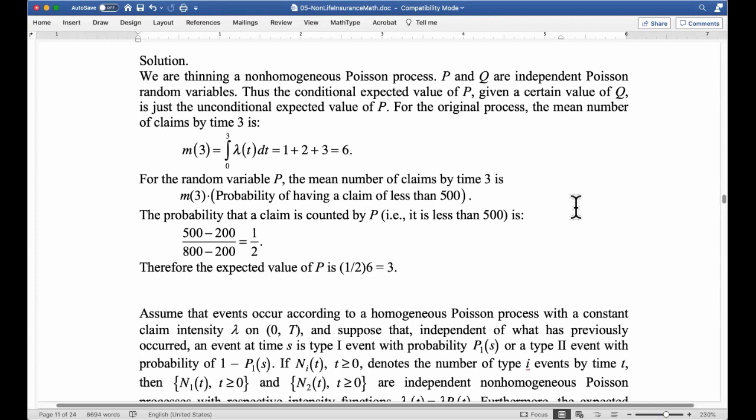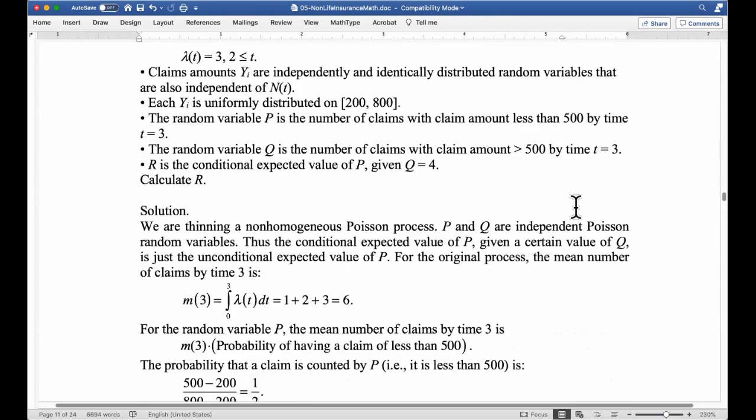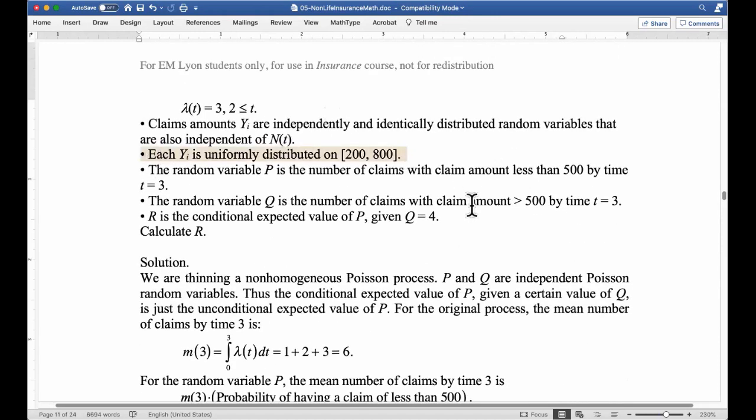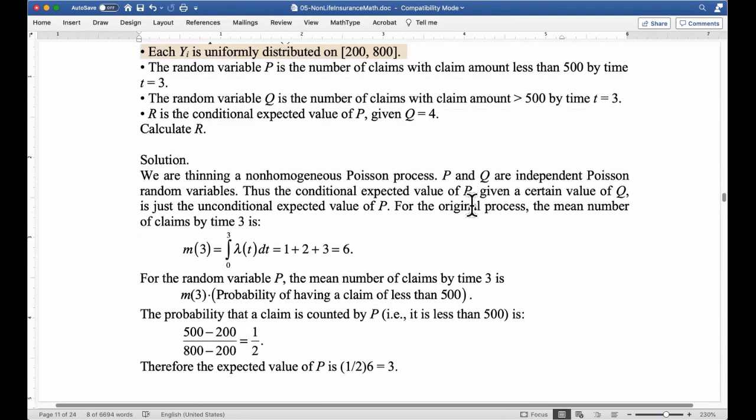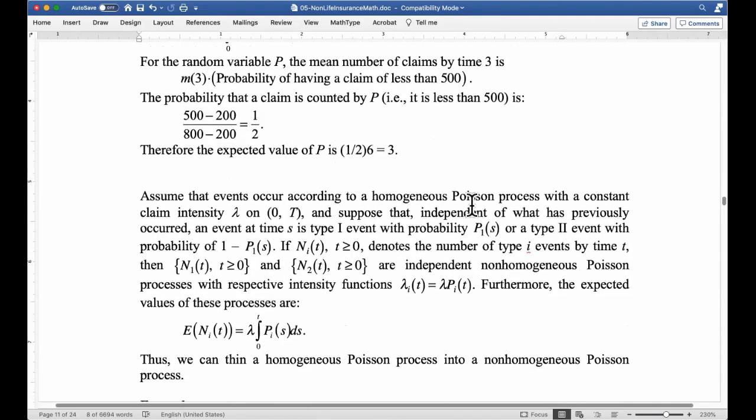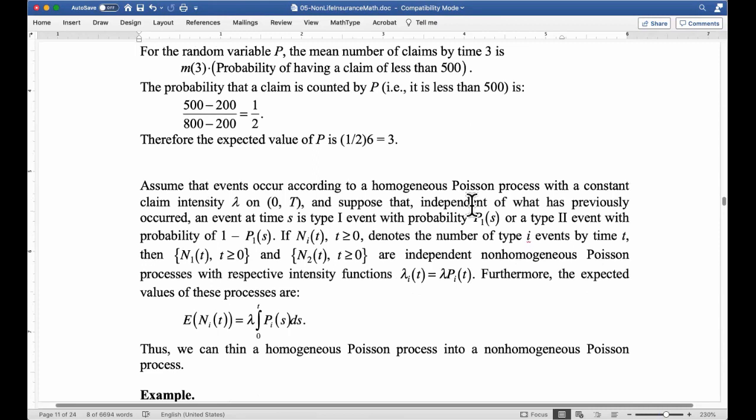The probability that the claim is counted by P is that it's less than 500. So let's go back to the problem. Here it says the claims are uniformly distributed on the interval from 200 to 800. So what are the chances of being less than 500? Well, 500 is how far away from 200? 300. And 500 is how far away from 800? Also 300. So it's the midpoint of the two, since 200 plus 800 is 1,000, divided by 2 gives you 500. So the probability of having a claim less than 500 is (500 minus 200) over (800 minus 200), which is 1/2. Or you can simply see that this is the midpoint, so the probability has to be half.